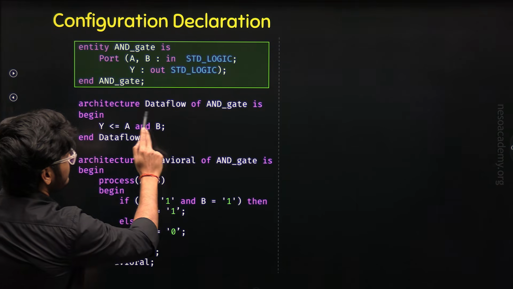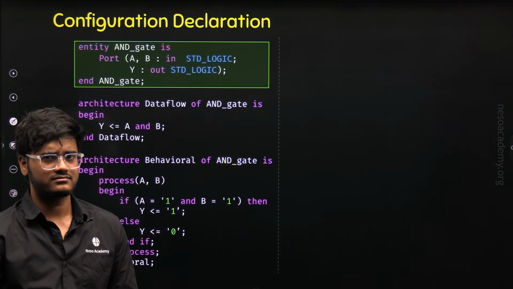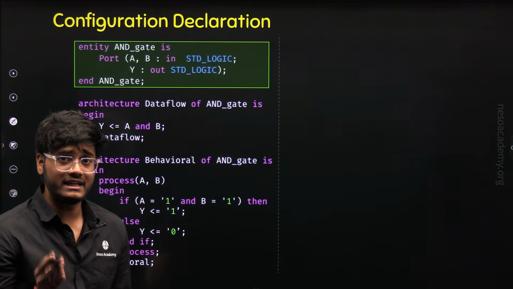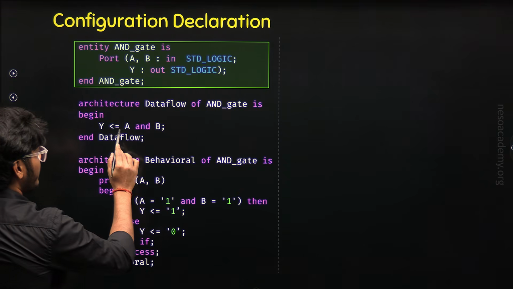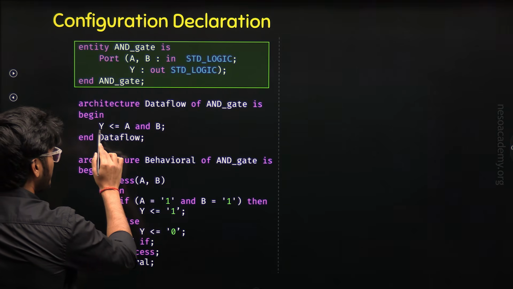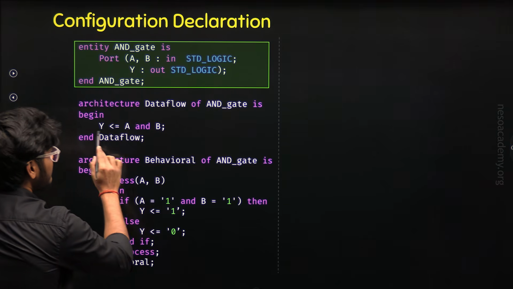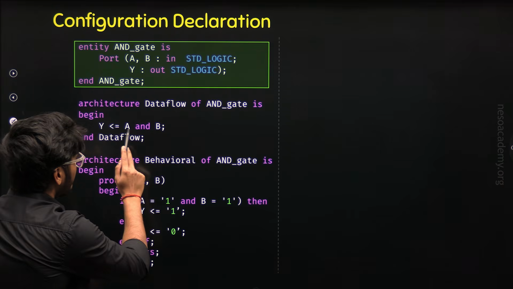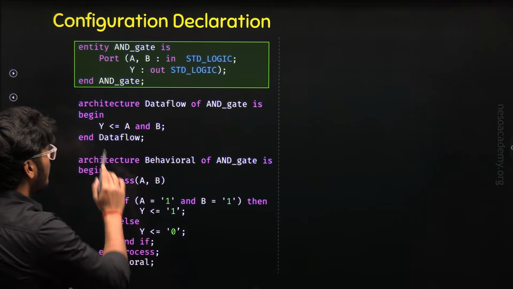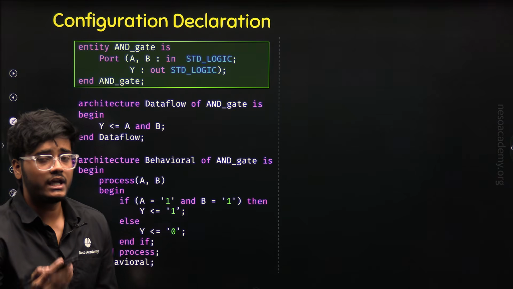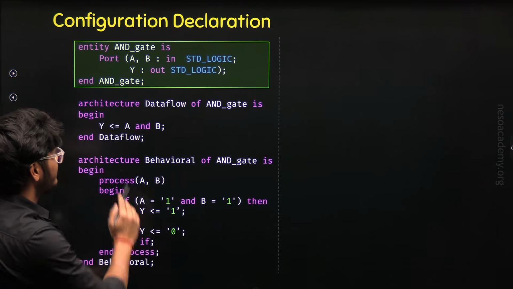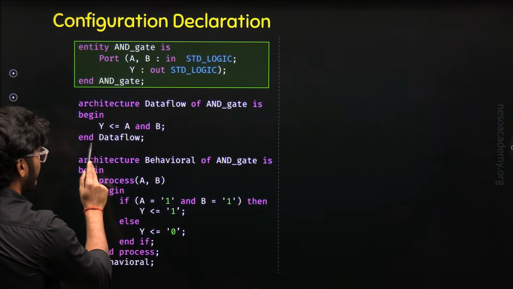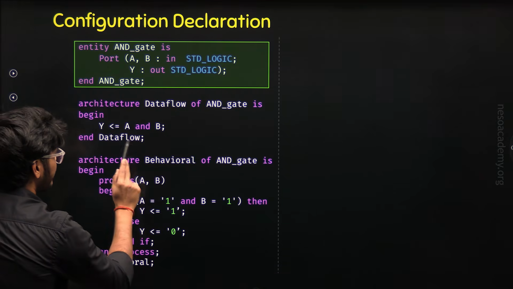Now the name data flow is not random. Yes, naming is flexible, but data flow represents flow of data from inputs A and B to the output Y as a concurrent statement, which means if inputs A or B changes, then Y, the output will change immediately. Now, we are done with the logic declaration. We will end this architecture using keyword end and the name of architecture data flow.